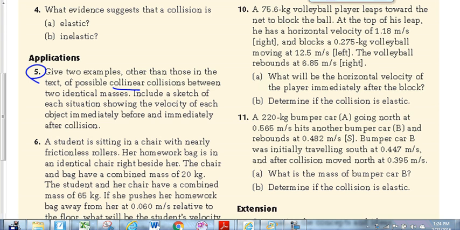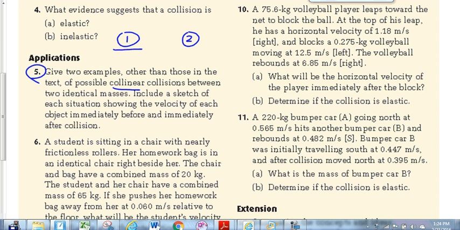2 examples of collinear collisions between 2 identical masses. Include a sketch of each situation showing the velocity of each object immediately before and immediately after the collision. Maybe with this question, it's just a matter of what exactly they mean by it. So we're talking about collisions in one dimension. So we'll say object number 1 and object number 2, both moving along the same axis.